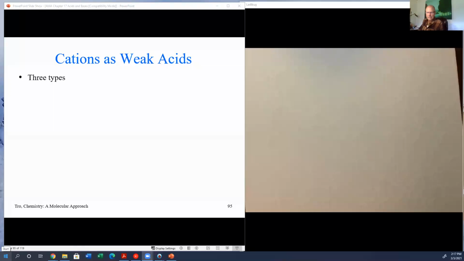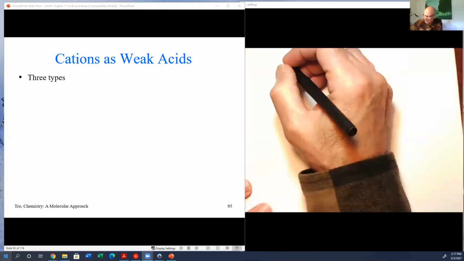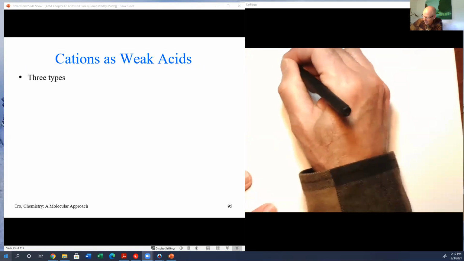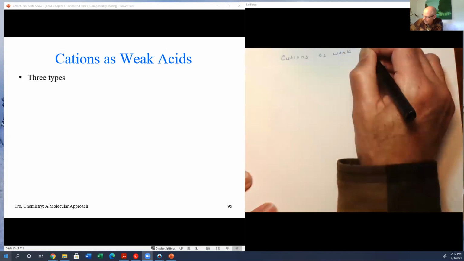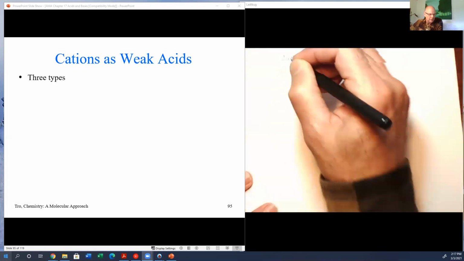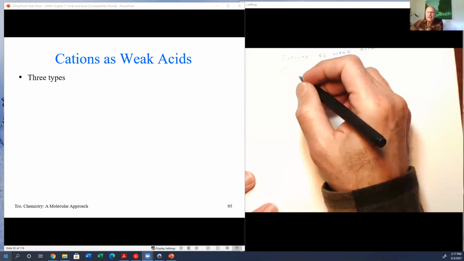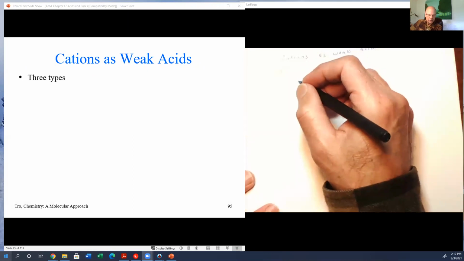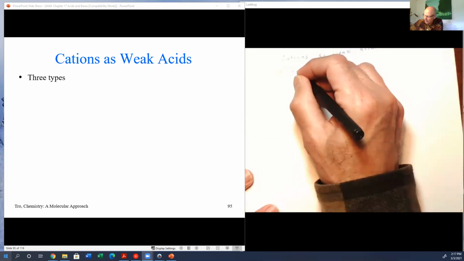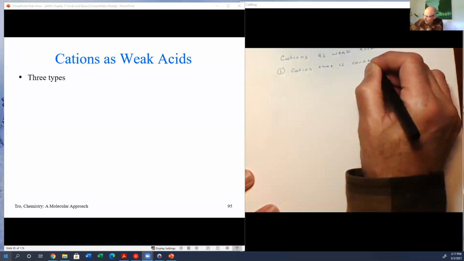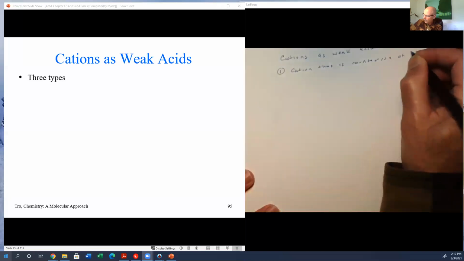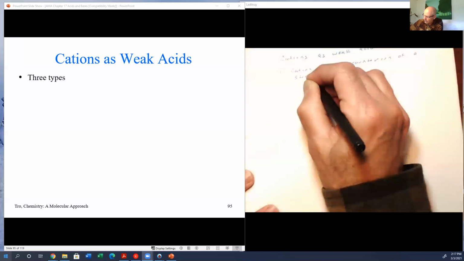So cations as weak acids. There are basically, actually, not basically, there are acidically three types. No pun intended. So cations as weak acids, three types. The first type is a cation that is the counter ion of a strong base.